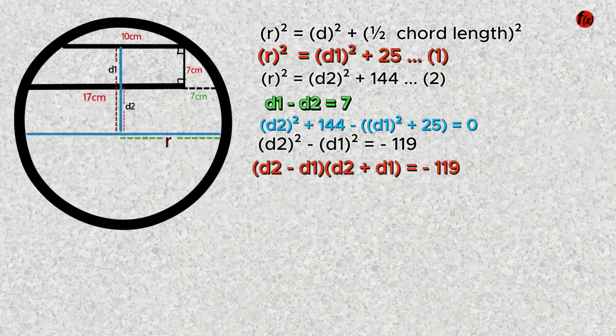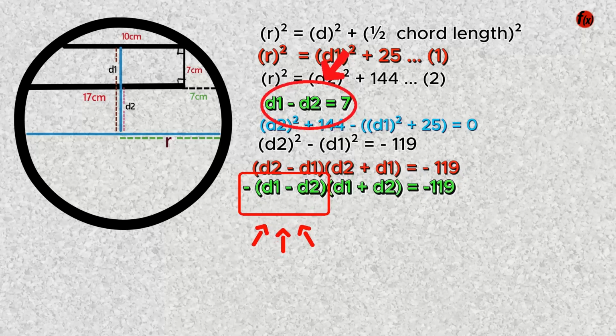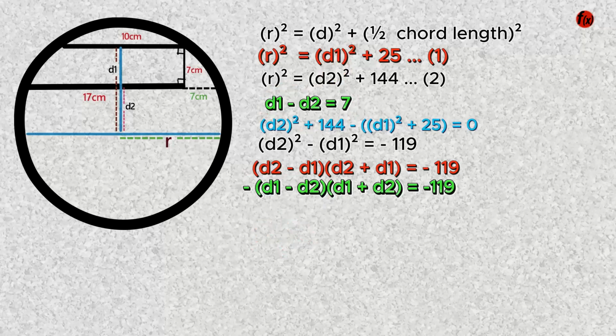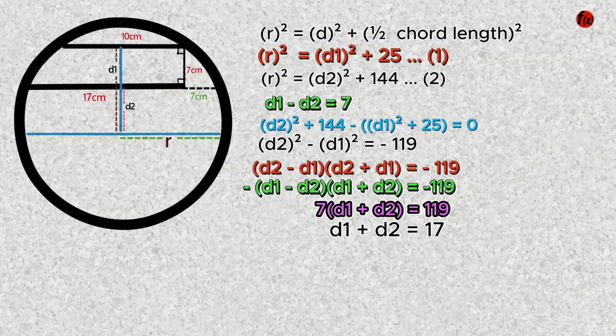(d2 minus d1)(d2 plus d1) equals negative 119. Assuming without loss of generality that d1 is greater than d2, then d1 minus d2 equals 7. Therefore, we rewrite this as negative (d1 minus d2)(d1 plus d2) equals negative 119. 7 times (d1 plus d2) equals 119. d1 plus d2 equals 17.